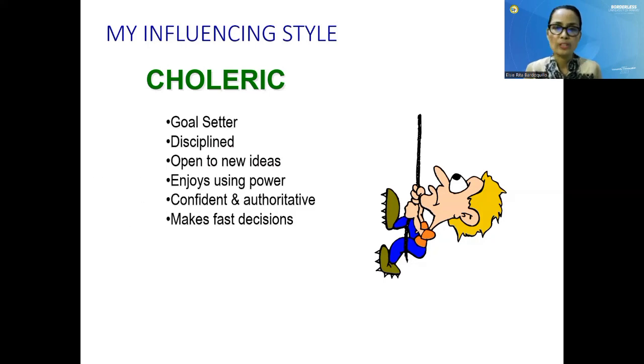If your dominant color is green, it means your influencing style is choleric. Okay? As a person, you are a goal setter. You are disciplined, open to new ideas, enjoys using power, confident, and authoritative. Usually, you make fast decisions. Okay, kung totoo po yun sa inyo, ayan. Kung maaaring hindi lahat yan totoo sa inyo, just pick one that best describe you. Okay?